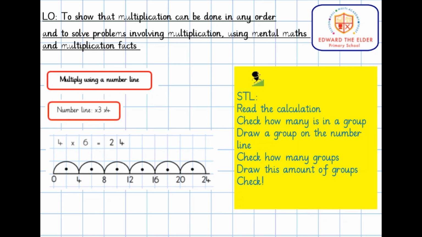Read the calculation. 4 multiplied by 6. Before we start drawing on the number line, we need to check how many is in a group. For this example, we have groups of 4. Draw a group on the number line. This is a group of 4.